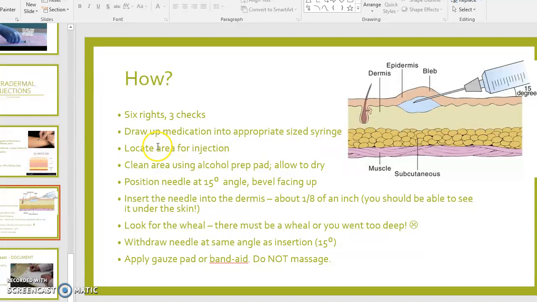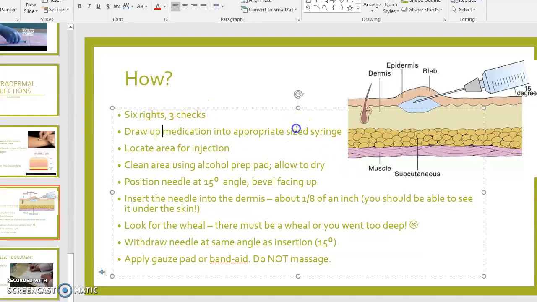See, we don't want to go down and get into any blood here. So we're just going to do our 6 rights, 3 checks, and draw our medication into our syringe. We're going to locate our area, which we know is going to be on the forearm, on the inner aspect of the forearm. We want to clean the area using an alcohol prep pad, and then allow that to dry. You'll position your needle at 15 degrees.